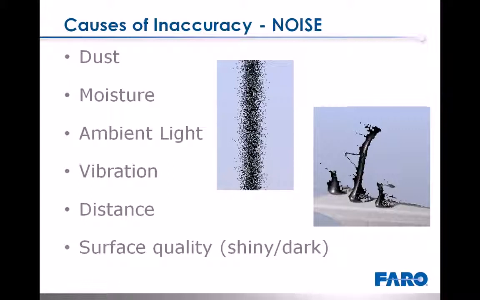Vibration or movement around the scanner or in the scene will make objects fuzzy. Distance is also a factor. As you get further away from the scanner, the points will gradually get less accurate and will be more affected by passing through a greater volume of dust or moisture.